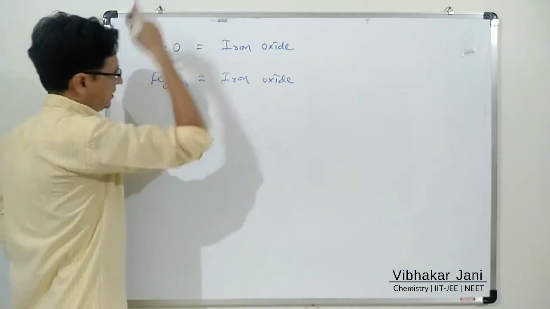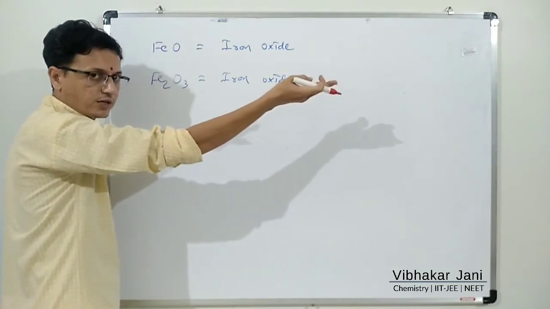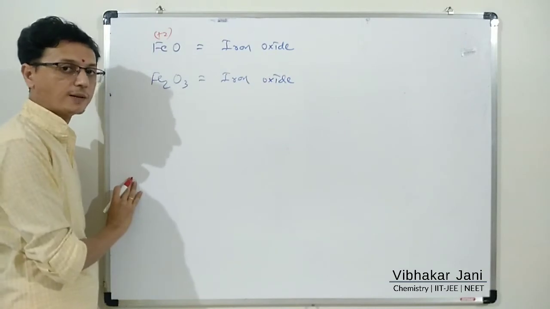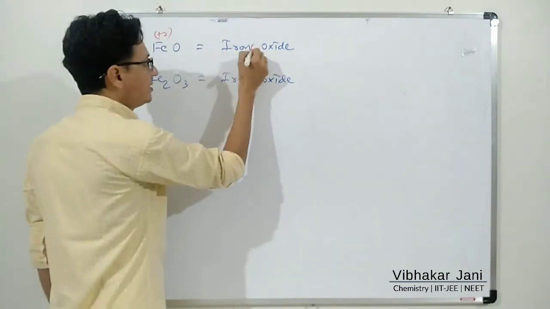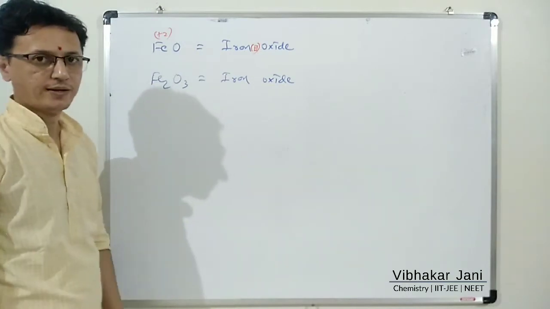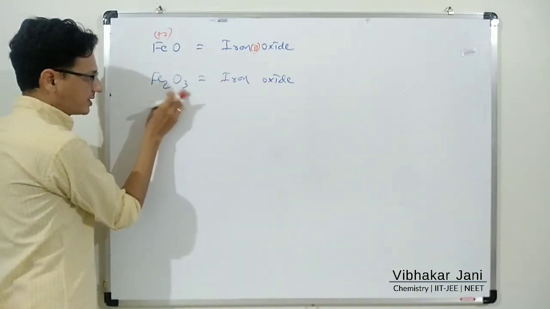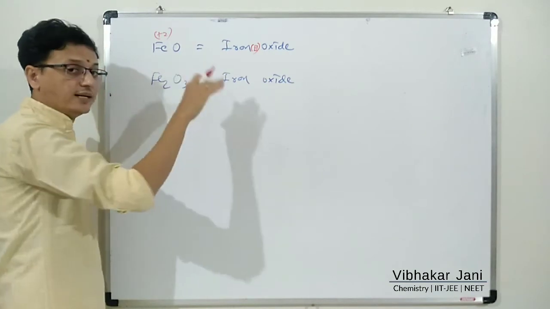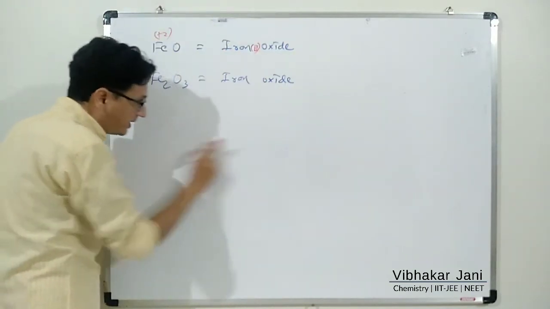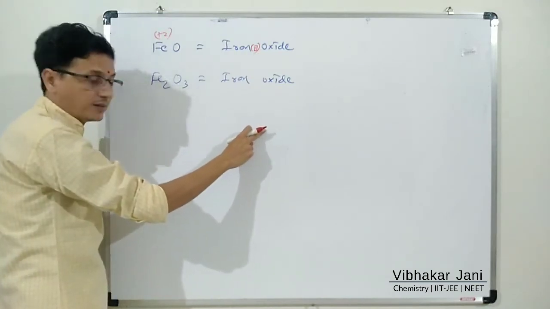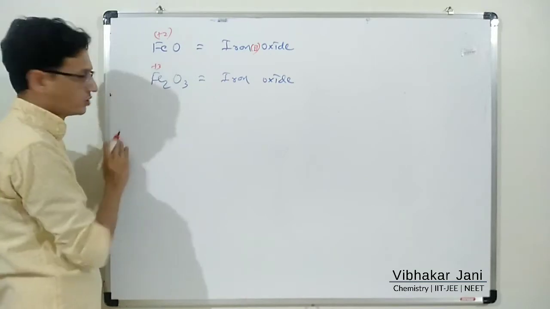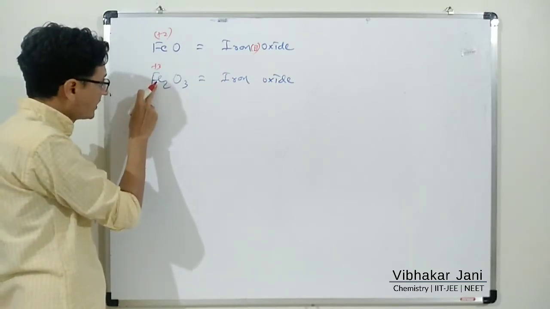Oxygen is -2. If it goes to the other side of the equal sign, it will become +2. So the oxidation state of iron is +2 over here. So the name will be iron(II) oxide. This is the name. And here 3 times -2 is -6. If it goes to the other side, it will become +6. And this 2 divides +6, so +6 divided by 2 will give us +3. So here the oxidation state of iron is +3.